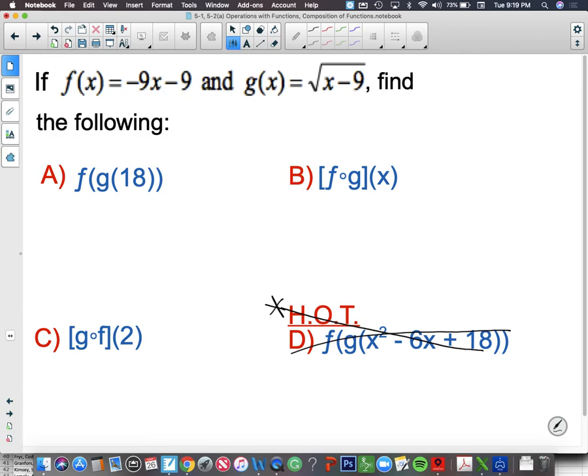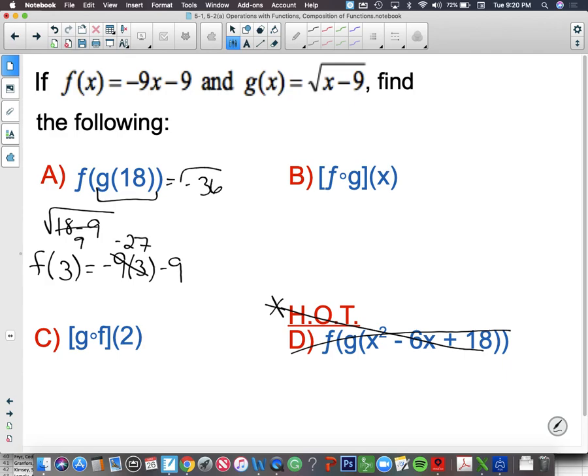Okay, so for A, we're doing g of 18 first. All right, so let's plug an 18 in there. So 18 minus 9 is a 9 inside there. Square root of 9 is a 3. So we're going to do f of 3. And my f of x function is negative 9x minus 9. Plugging the 3 in there, minus 9, so this will give me a negative 27. Minus 9 is a negative 36, so this one equals negative 36.